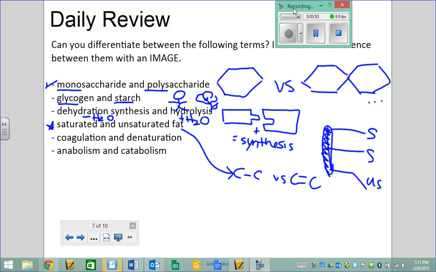You could additionally say that saturated fats are usually the harder kind, more solid kind. Unsaturated fats are typically softer. Sometimes they can even be in liquid format.